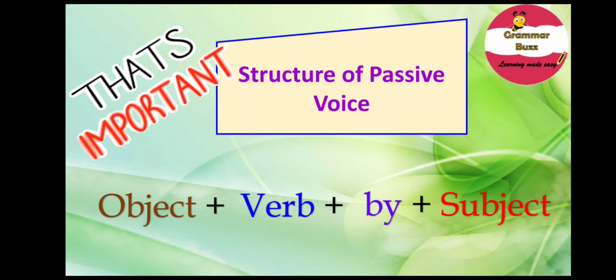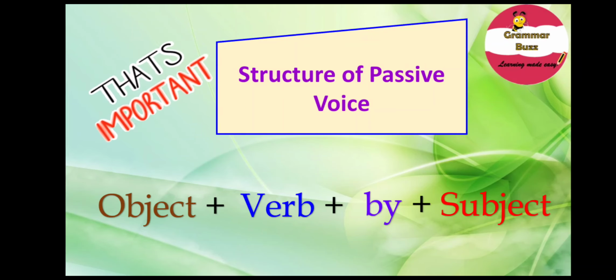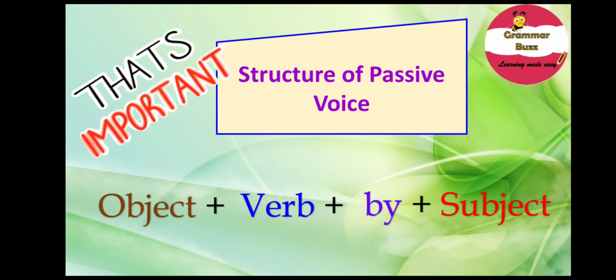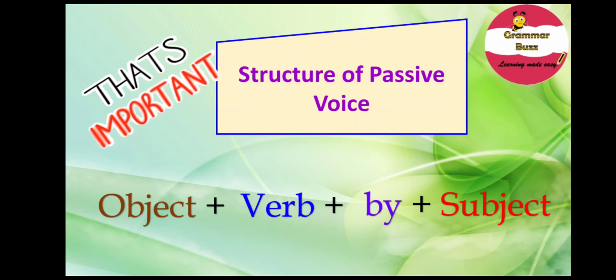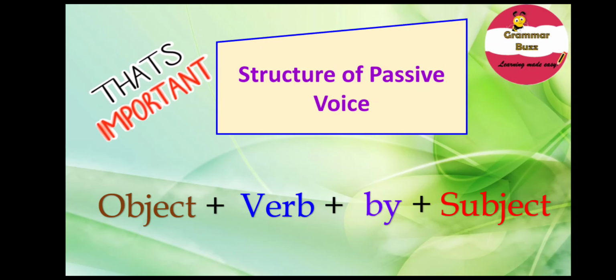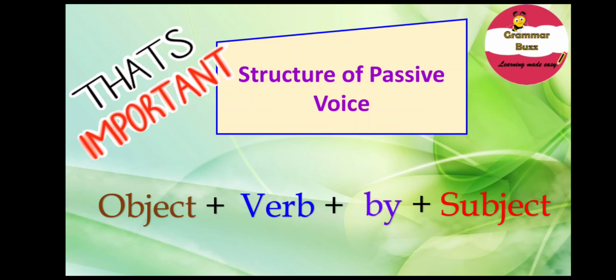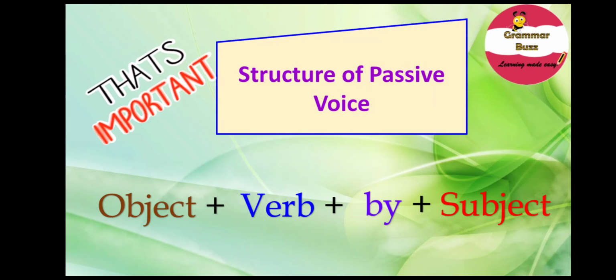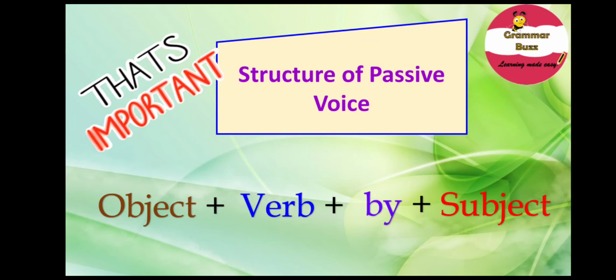So remember, the passive voice always requires the object followed by the auxiliary be verb, and in the passive voice, we generally use the preposition by after the verb and then mention the subject or the doer. And in certain cases, the doer can be omitted.